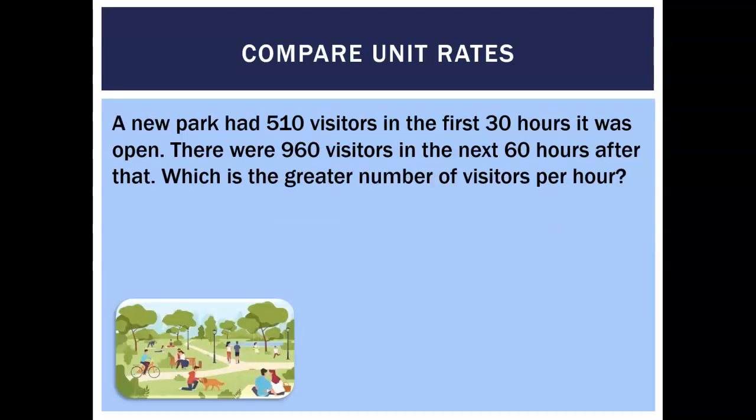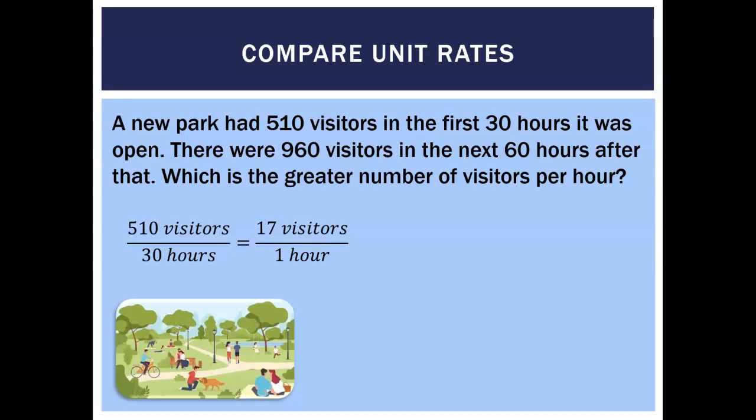In our next problem, a new park had 510 visitors in the first 30 hours it was open. There were 960 visitors in the next 60 hours after that. Which is the greater number of visitors per hour? Again, we can solve by comparing the unit rates or the number of visitors per hour. We'll start with the first rate that's given of 510 visitors in the first 30 hours. To find the unit rate, we will divide by 30, and we learn that there are 17 visitors per hour.